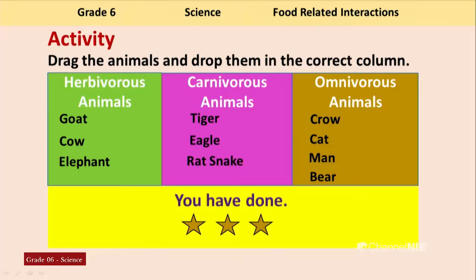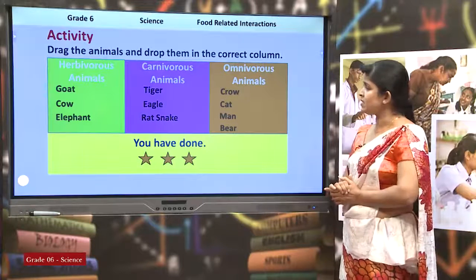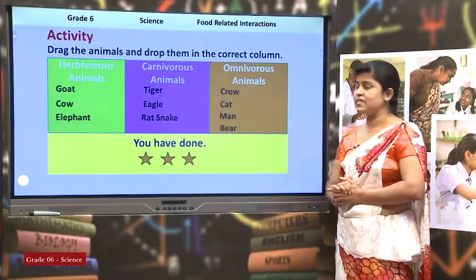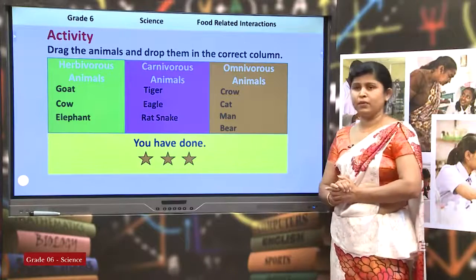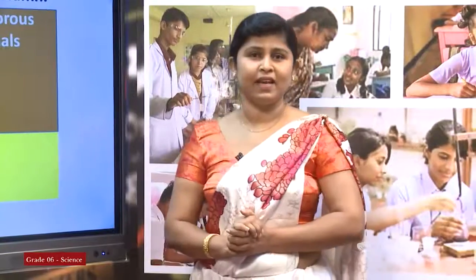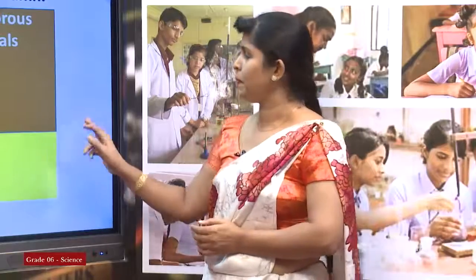Goat, cow and elephant are in the group of herbivorous. Tiger, eagle and rat snake are in the group of carnivorous. And crow, cat, man and bear are in the group of omnivorous. Right. Let's see the next one.